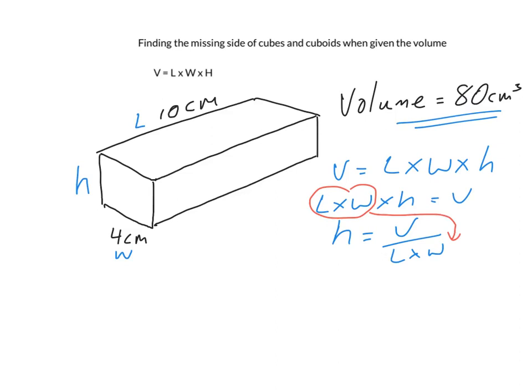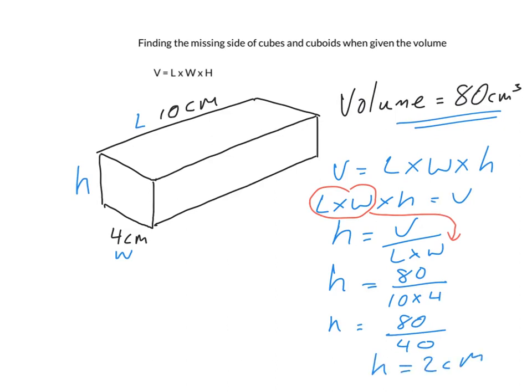So let's substitute our values. Our height is our unknown. Our volume is 80. Our length is 10. And our width is 4. Which gives us our height equals 80 divided by 40. So our height is 2 centimetres. Let's try another example now.